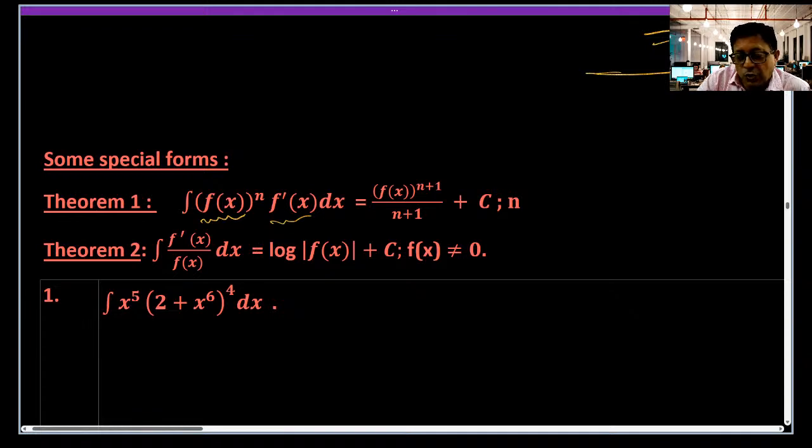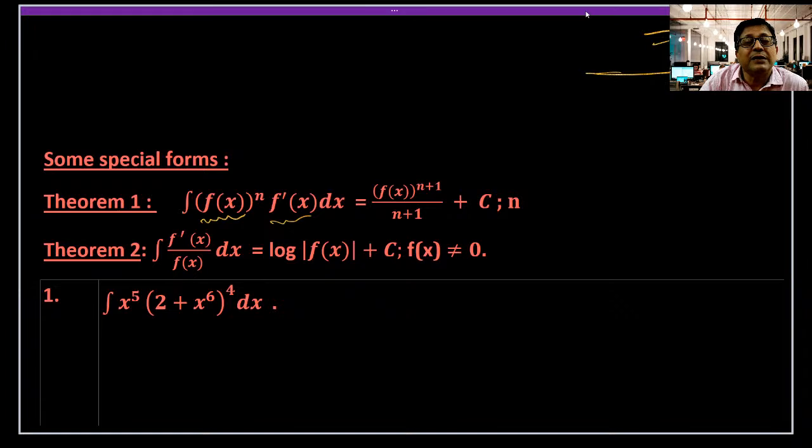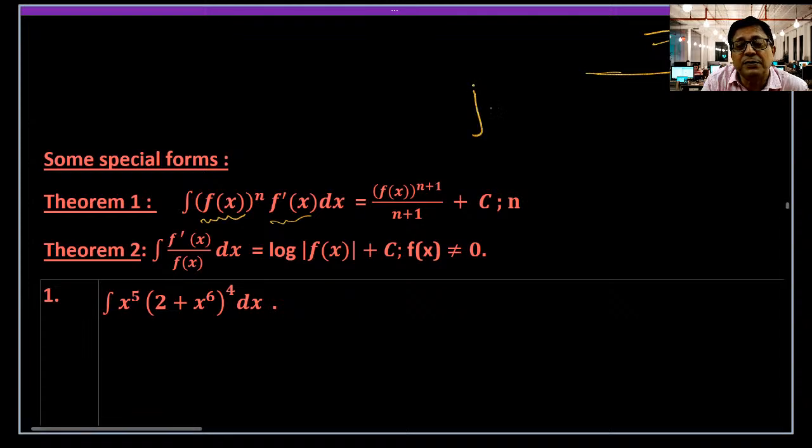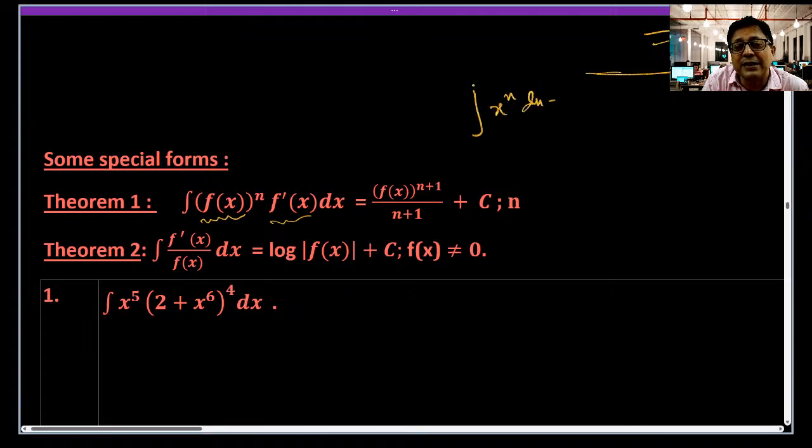So if we get this form, the answer will be f(x) to the power n plus 1 by n plus 1, isn't it? Why? Because this form is like that only. If you have taken f(x) to the power n by another variable, then its derivative will be there, and the integration of this, x to the power n dx, you have learned, you can put it in this form, plus c.